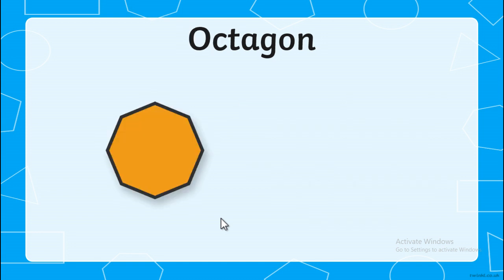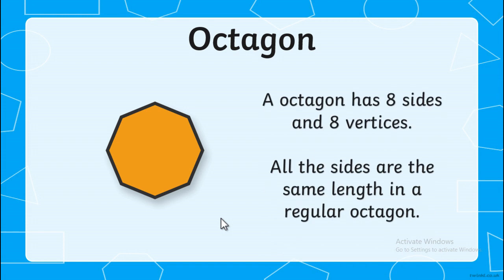This is the last shape, octagon. And an octagon is a shape that has 8 sides. Octa means 8. And the octagon has 8 sides, 8 vertices, and all the sides are the same length in the regular octagon.